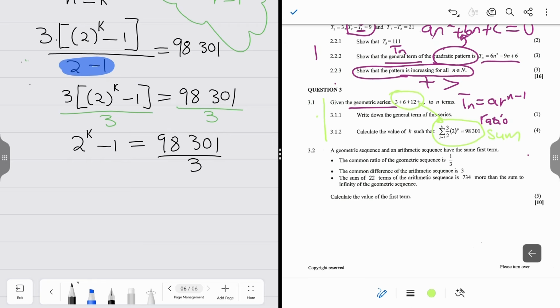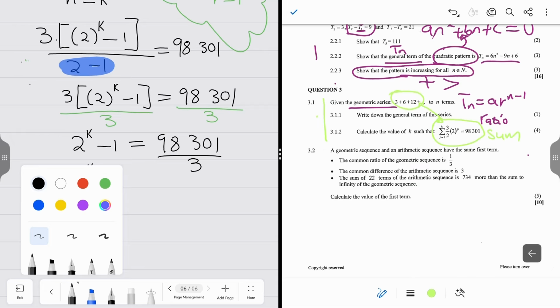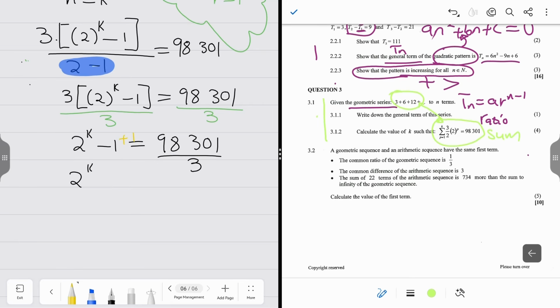But I need to remain with only what has k. So what I'm going to do now is move the 1. How do I move it? I am going to add 1 to both sides. That means I'm going to have 98,301 divided by 3 plus 1.